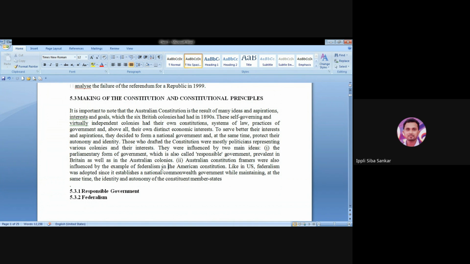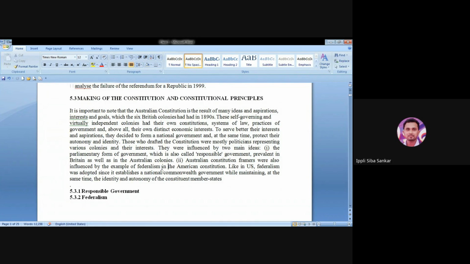And what is federalism? Federalism means there is a dual type of government, that is the local or regional government and the national government. Federalism also means there are two types of constitutions, that is the state or regional constitution as well as the national constitution. There are also two types of citizenship: citizenship of a particular state and citizenship of the nation.